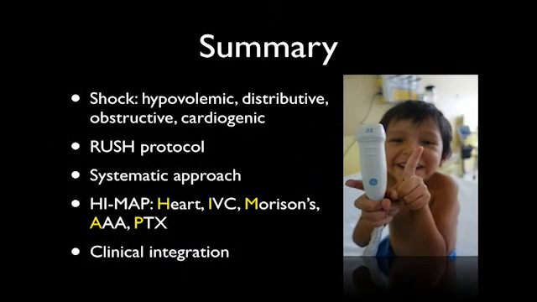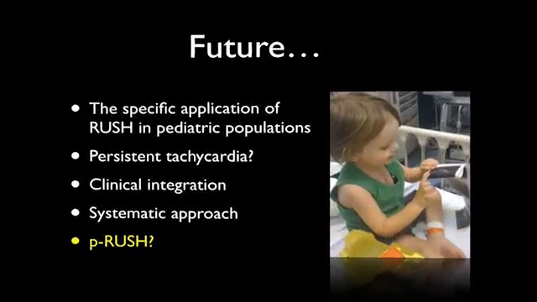So I know that's a lot of information. I promise you that you can do this in less than 2 minutes. But just keep this in mind as a way of, I know I heard a laugh over there. I promise. You can really treat your patients better by figuring out pretty quickly what type of shock they're in. Just do it as a systematic approach. That's why there's HIMAP. There's a way to remember it. So heart, IVC, Morrison's, AAA, and pneumothorax, and just make sure that you use this with all other information.